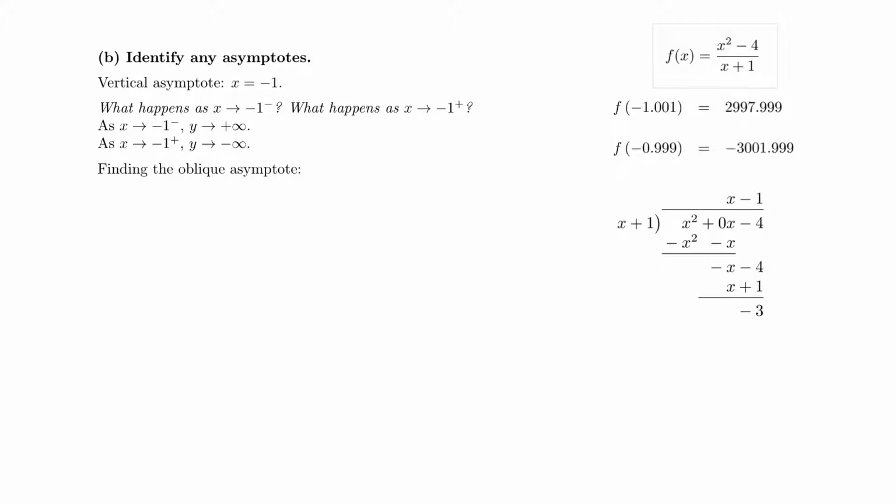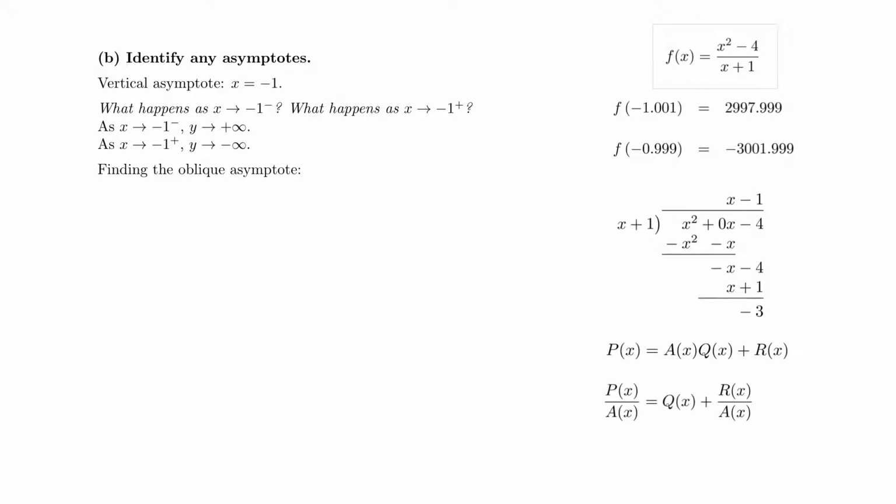Following the long division, we can utilize the idea that a polynomial, p of x, divided by some divisor, a of x, is equal to the quotient from the long division, q of x, plus the remainder from the long division, r of x, over the divisor, a of x. This means that x squared minus 4 over x plus 1 is equal to x minus 1 minus 3 over x plus 1, where x minus 1 is the quotient we found and negative 3 over x plus 1 is the remainder we found over our divisor.